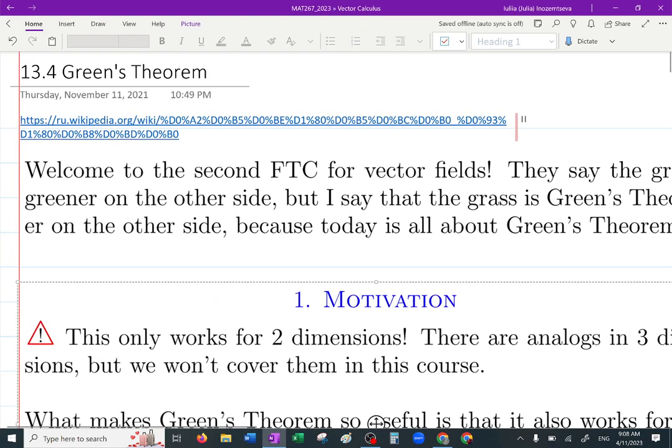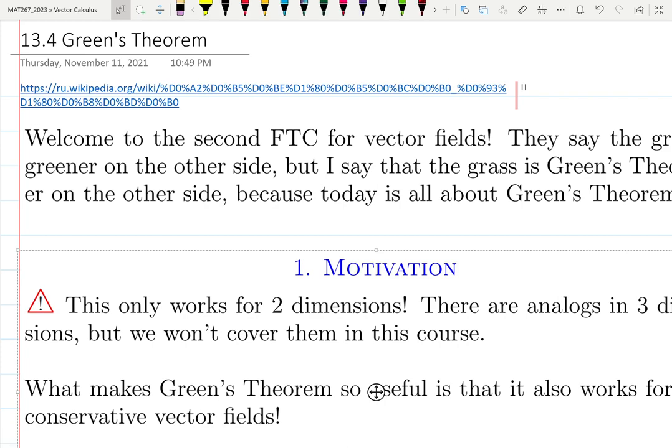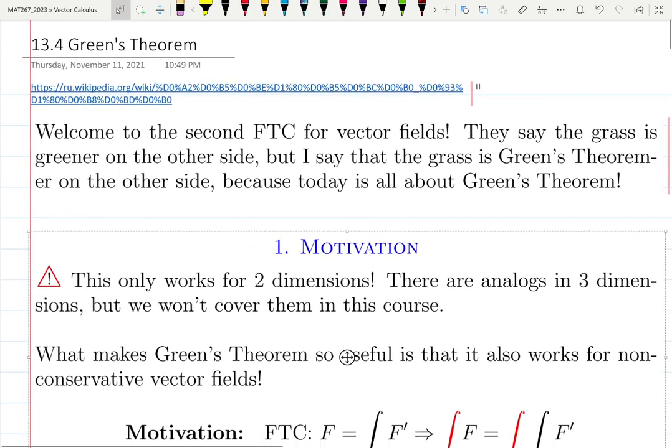Green's theorem, 13.4. Very important. Unfortunately, it only works in 2D, and the upper dimensions can be covered in other classes. Stokes' theorem is super important. Everyone who is an engineer will be working with Stokes' theorem a lot, and that's a continuation of Green's theorem in the upper dimensions. This is a second fundamental theorem of calculus for vector fields.